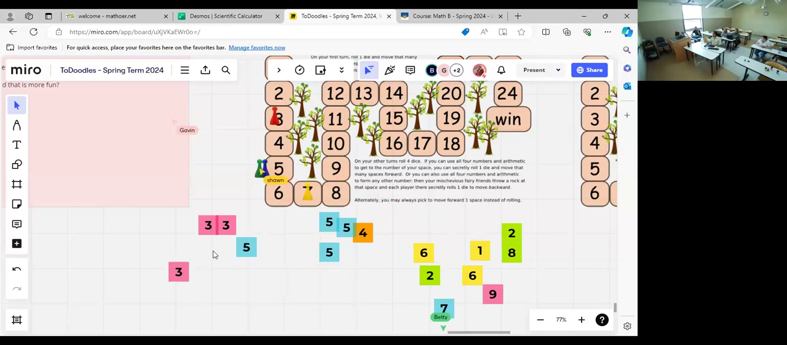We already used those threes. We've used them, but they've turned into a zero. 3 minus 3 is zero. Oh, okay. So you have a zero to work with now. Okay, understand.